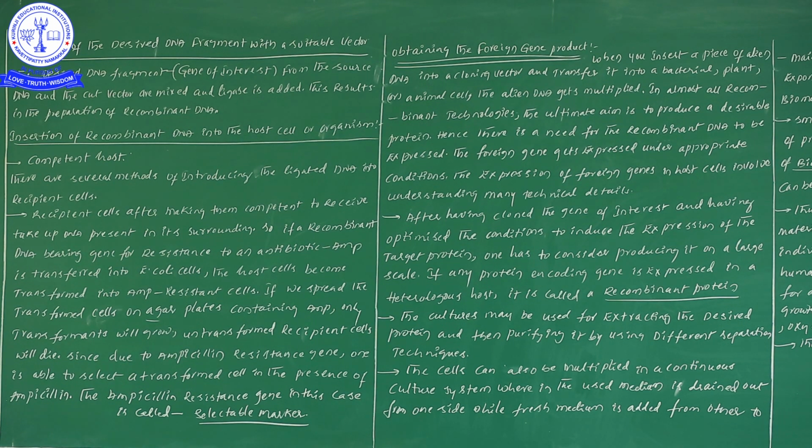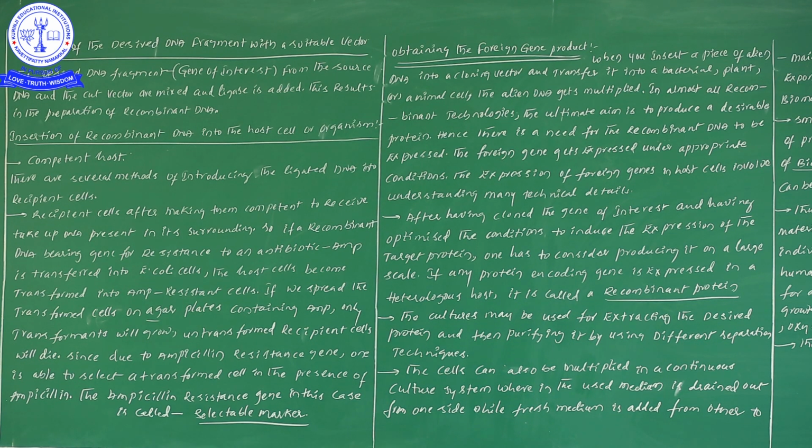Don't forget, in this particular case, what is the point here? Mainly we have to understand that for the cutting of DNA fragments, or for obtaining the gene of interest, and for taking the vector, these two things, the DNA source as well as the vector or plasmid, we have to cut with the same kind of restriction enzyme. Then only can we get the same kind of sticky ends.